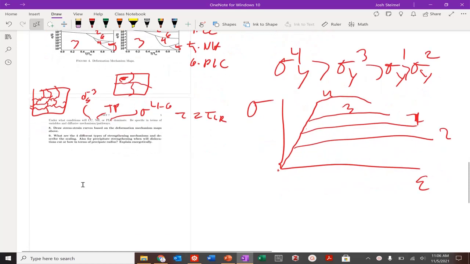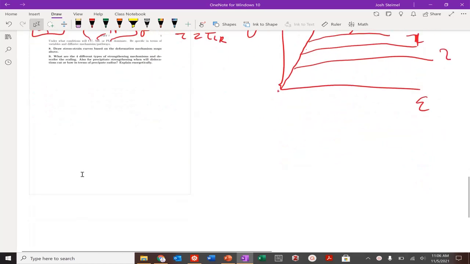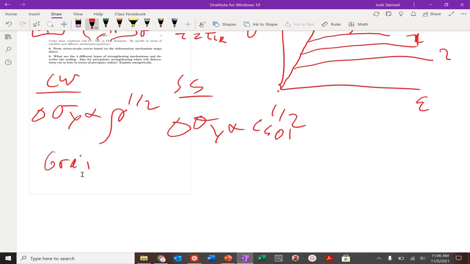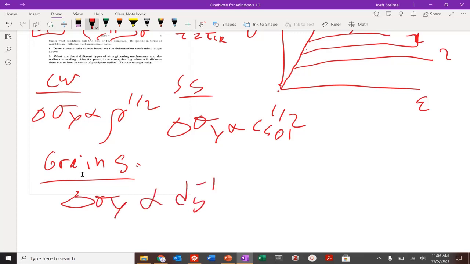Excellent. What are the 4 different types of strengthening mechanisms, and describe the scaling. For cold work, the change in yield stress scales with dislocation density to the 1/2 power. For solute strengthening, the change in yield stress scales as C solute to the 1/2 power. For grain size strengthening, or Hall-Petch, this scales as d_g to the -1/2, down to about 10 nanometers, below which that starts to break down.